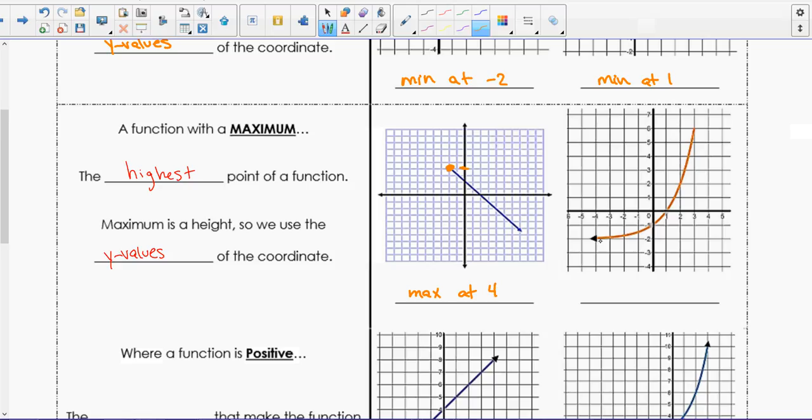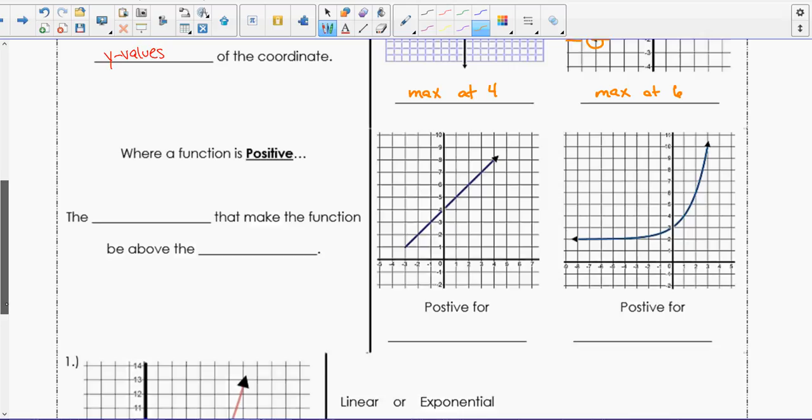This one we can see is going to continue going down. It is going to reach this asymptote, but it's going to keep getting closer and closer and closer, so it doesn't actually stop getting closer to -2. But we can see that the highest height that it will reach is 6, so we would say that it has a max at 6.